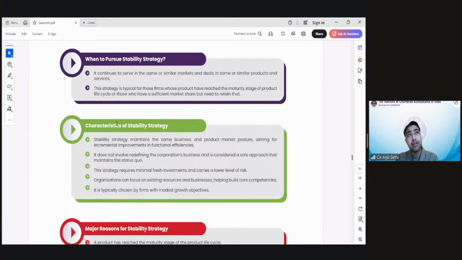Is Mahindra cars a growth strategy or a stability strategy? Mahindra Motors. Absolutely growth strategy. They are bringing one new car every 6 months. They are bringing out a new model every 6 months. That's a pure growth strategy, right?